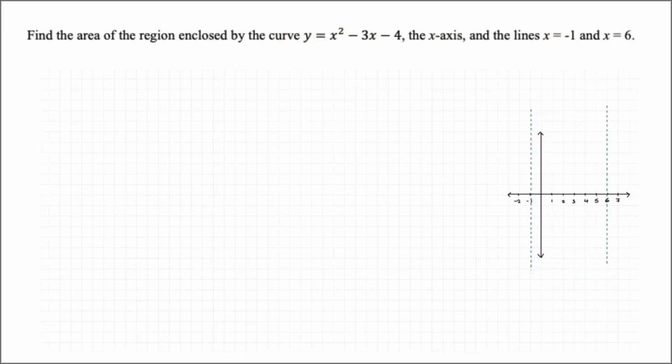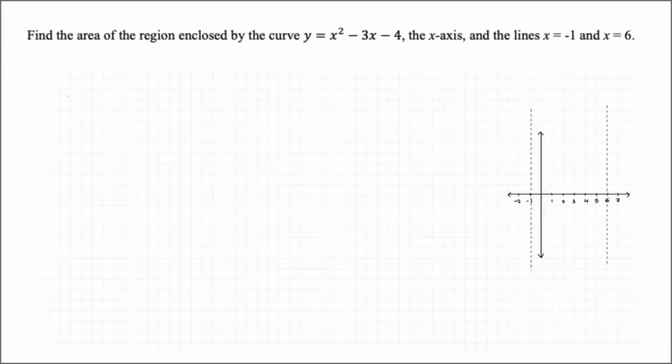Our goal is to find the area of the region enclosed by the curve and the lines x equals -1 and x equals 6. The biggest mistake students make here is just integrating from -1 straight to 6. If you do that, you will get the wrong answer. Why? Because area enclosed means physical area. If the graph dips below the x-axis, the integral will give a negative value, which subtracts from the total area.